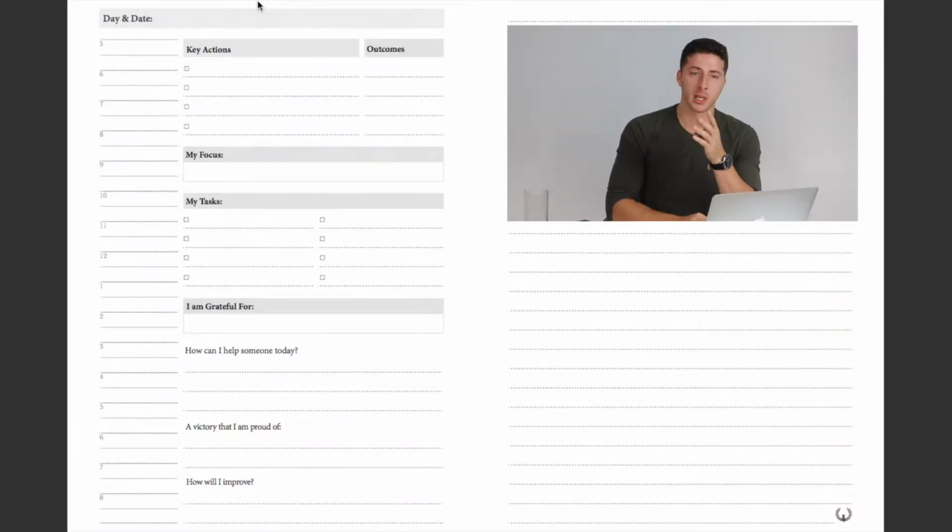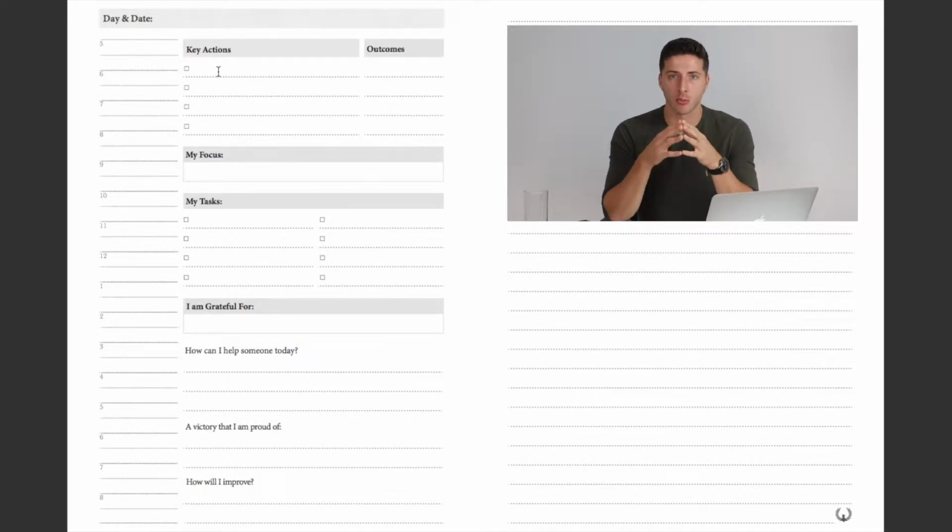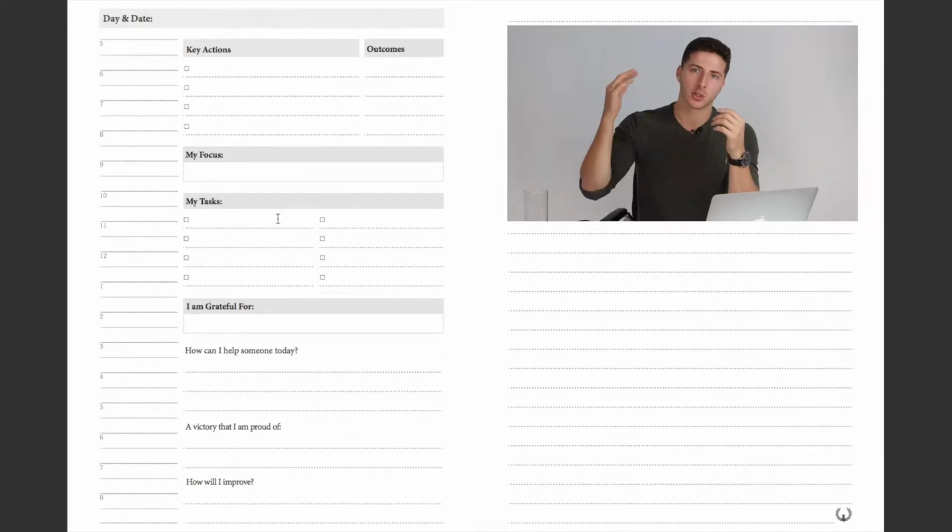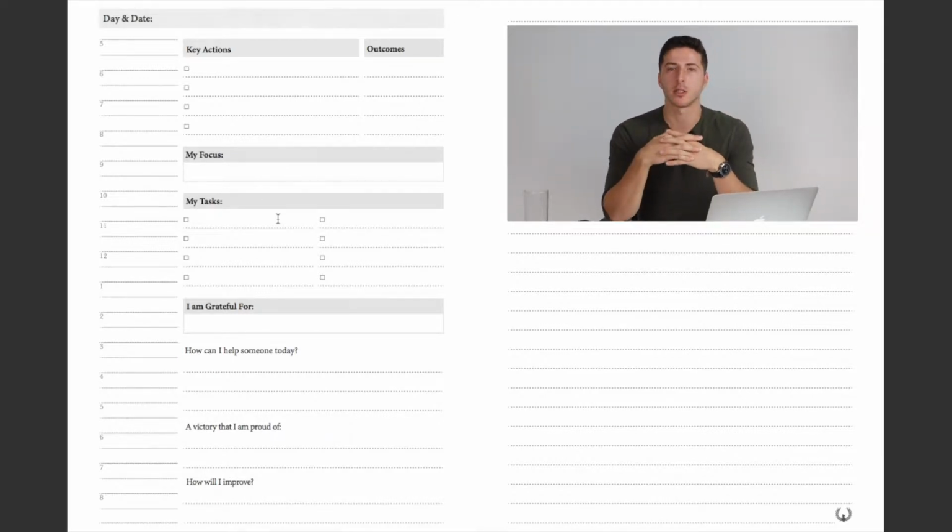What you'll notice immediately is that under your key actions, you have 4 boxes with an area to put a check or an X. This is so that at the end of the day or the next morning, you can look back and say, what did I accomplish? Did I do what I set out to do? These key actions are things that you must do. These are priorities. These aren't your tasks. This isn't a to-do list. This is, I have these goals in my life and I have to do this today if I want to make progress towards it.